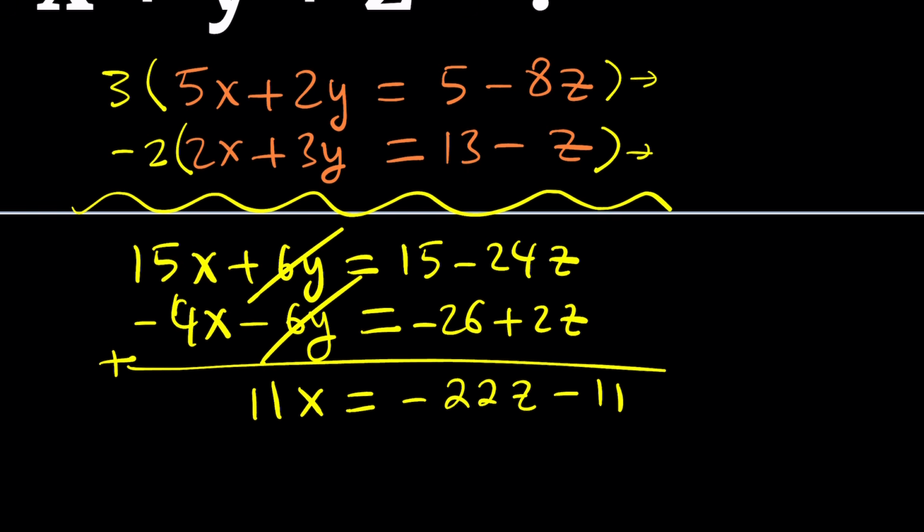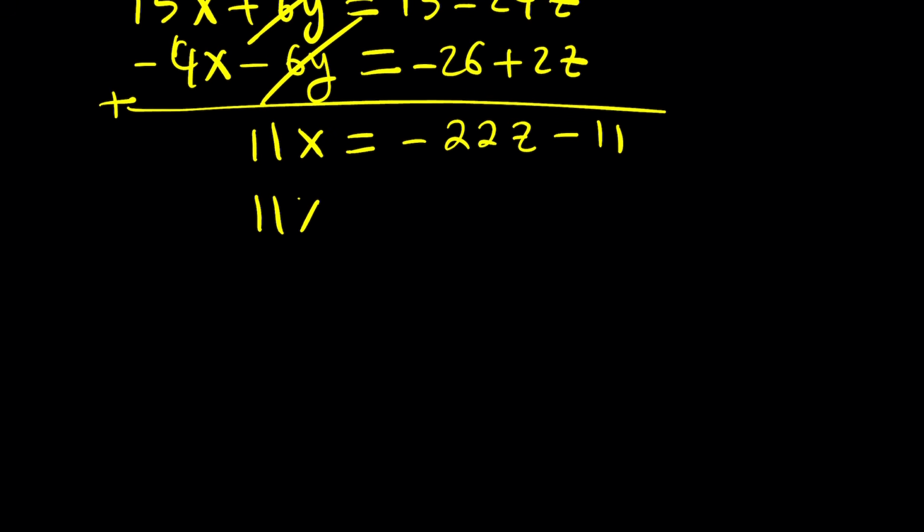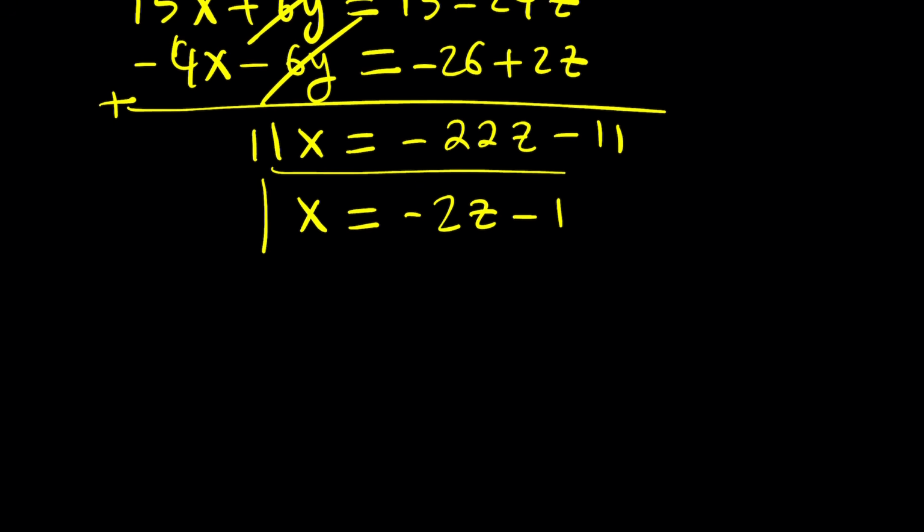Everything is divisible by 11. Beautiful, right? Of course, that's not a coincidence. Divide everything by 11. That's going to give you -2z, or not 2z. Did that work? -1. And of course, since I'm dividing by 11, that should be 1x. There you go. We were able to get x in terms of z.